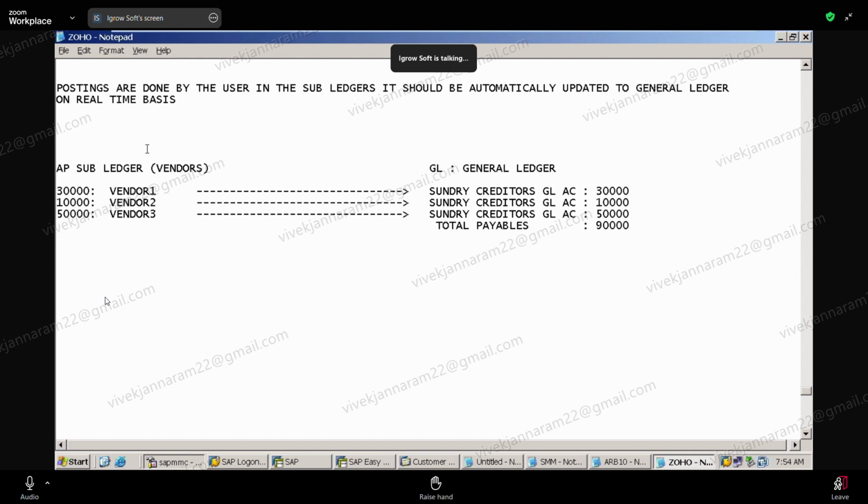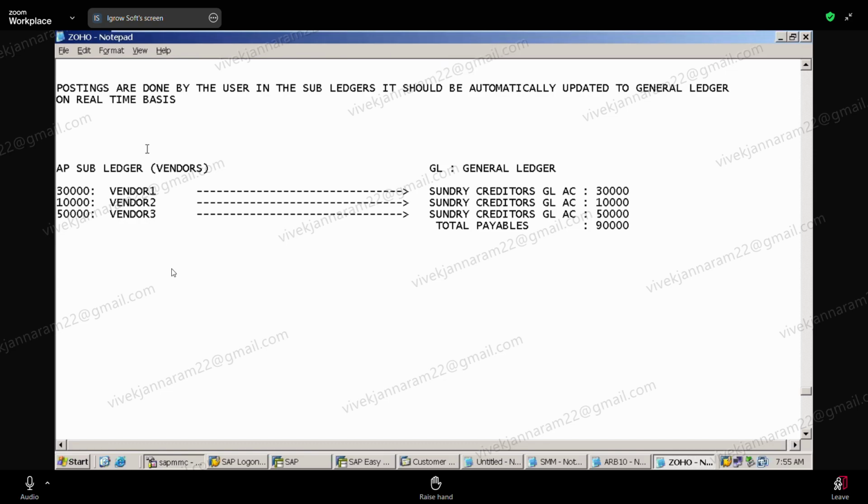Is it clear? So how many times will the user post? The user will post only one time, in the subledger, to the vendor. But the system will also update the general ledger on a real-time basis. So there you get the total picture, total payables. Is that clear? So this is the AP account, the accounts payable account.